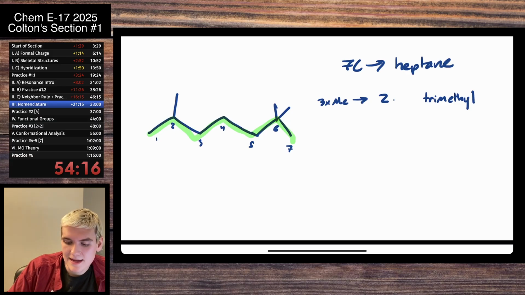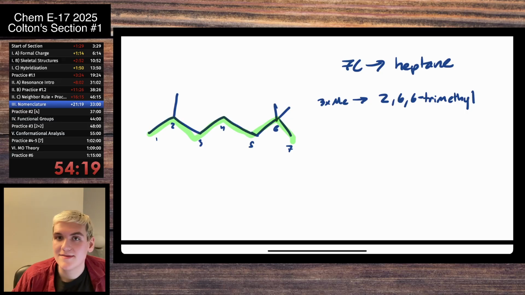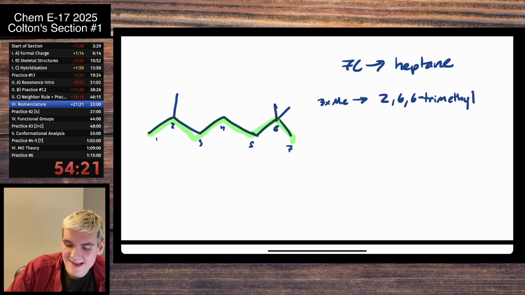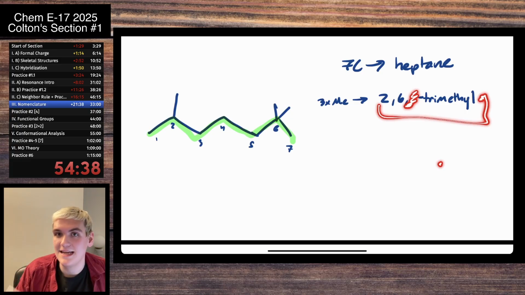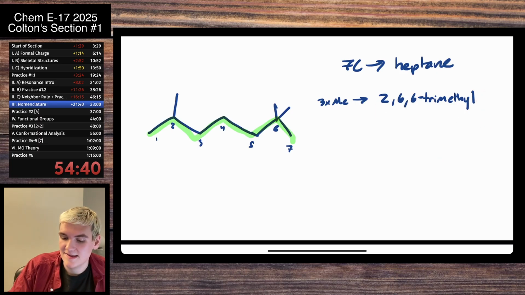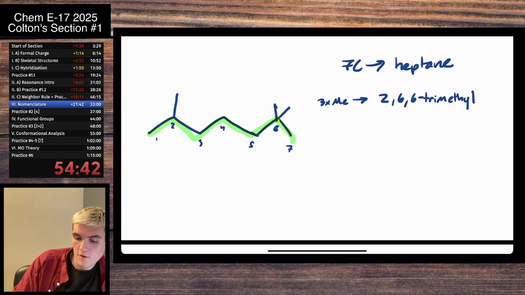This might feel a little silly. We are going to write out 6 twice, just to be really explicit that 6 is the one that we have 2 methyls on. If you wrote just 2,6-trimethyl, from this notation it's unclear whether you have 2 methyls on the 2 carbon or on the 6 carbon, which is why we list them out when they are on the same carbon, as 6 and 6. So putting it together, the full IUPAC name is 2,6,6-trimethylheptane.